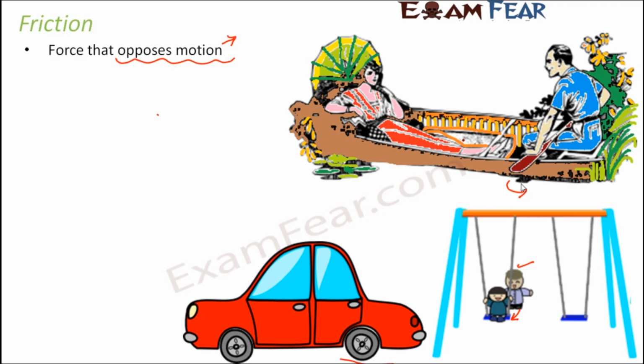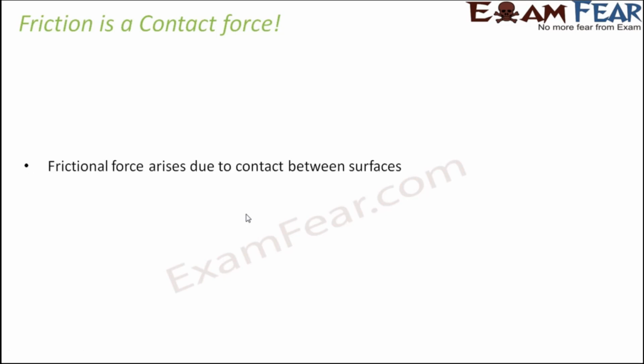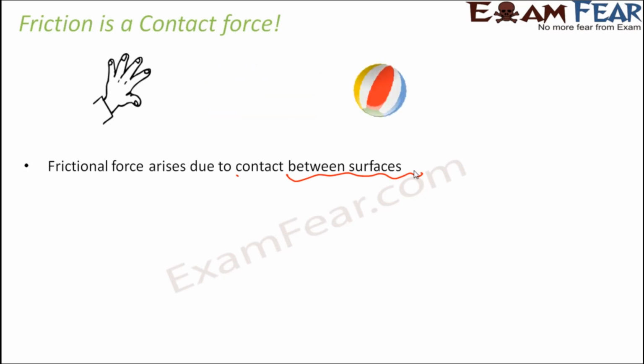Now we will see how friction is a contact force. I have already defined contact force, where I said that when objects are in contact with each other, those objects exert force on one another. So here, frictional force arises due to contact between surfaces. Now let us look at some examples so that it becomes easier for you to understand.